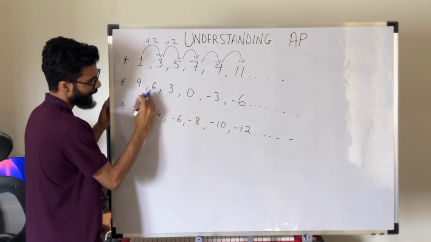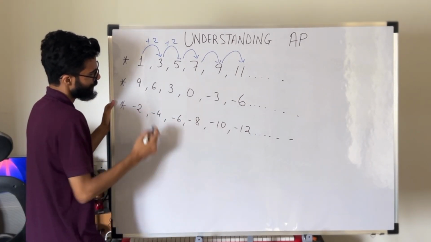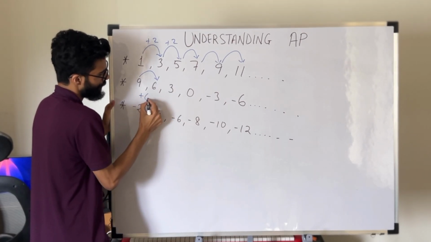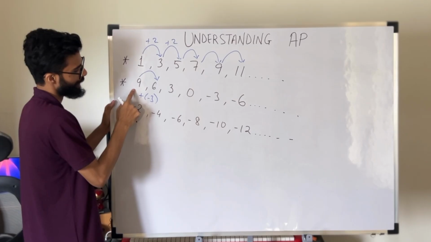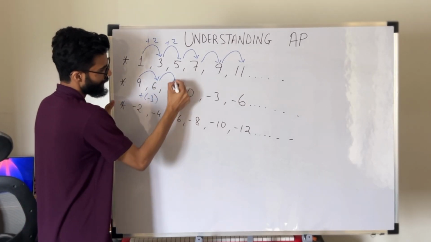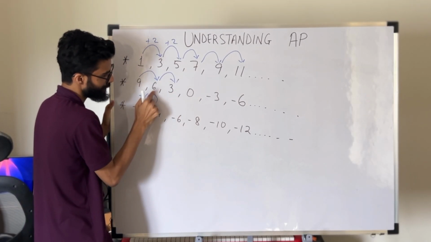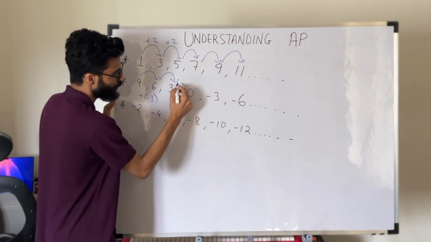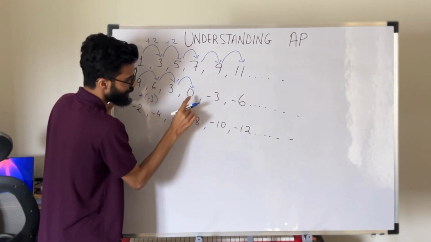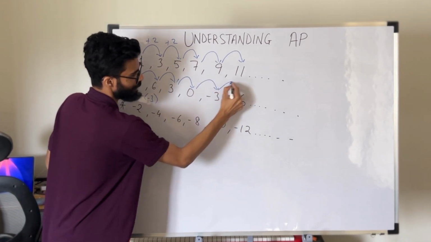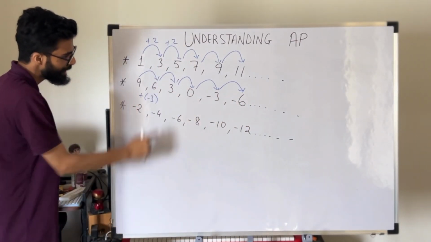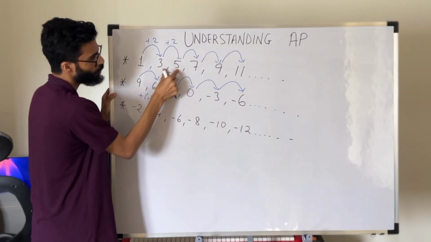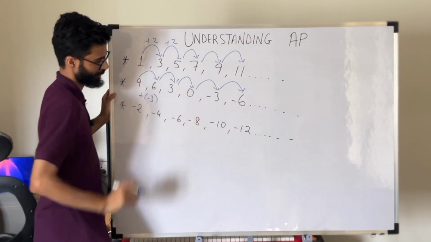Similarly, in the second one, I can see if I add minus 3 to 9, I am getting 6. Then again, if I add minus 3 to 6, I am getting 3. If I add minus 3 to 3, I am getting 0. And if I add minus 3 to 0, I am getting minus 3. So can I say that in these series, the common difference between two terms is always constant.